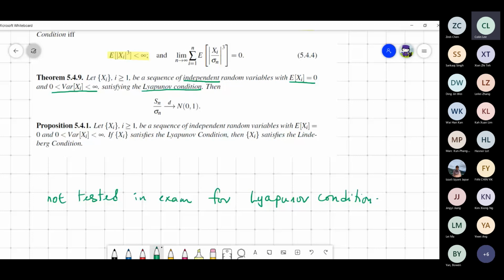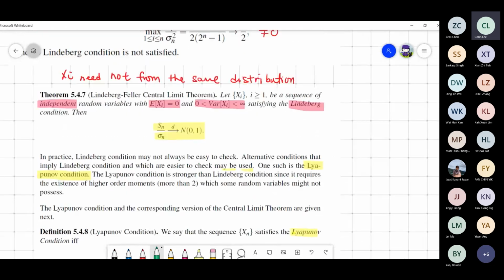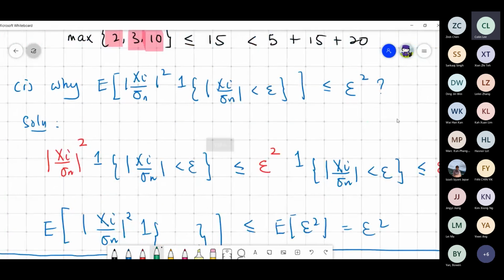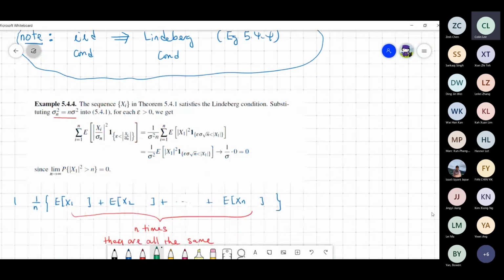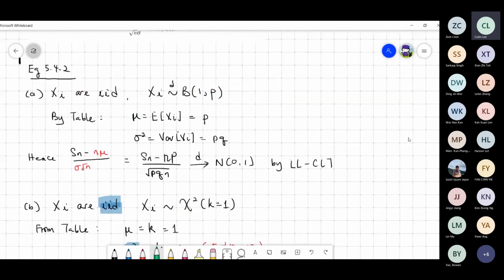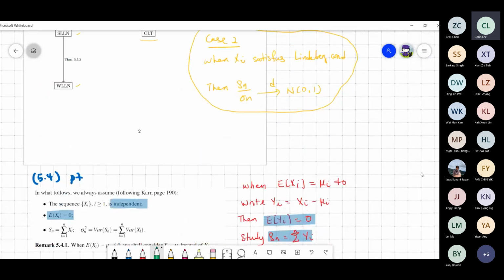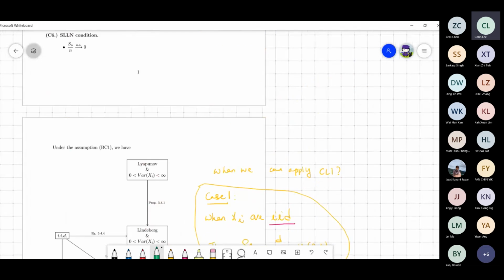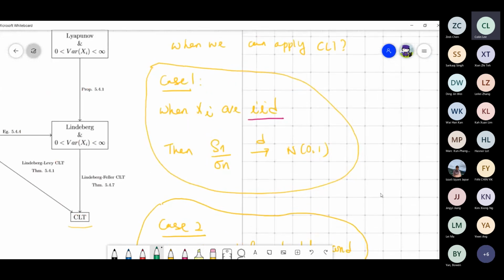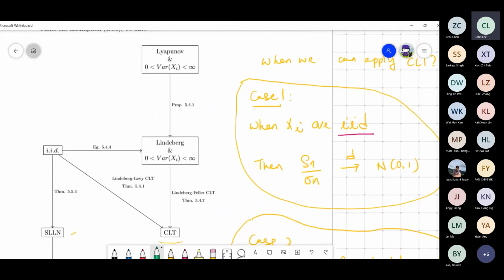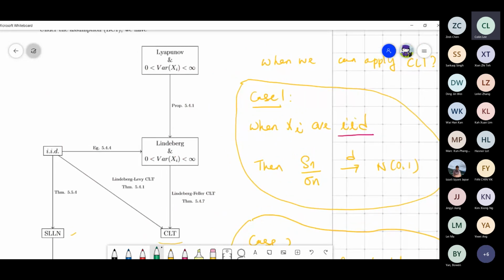All right, I think maybe I should stop here now. But before we stop, let's go back to the beginning, just a summary once again. Here's our summary. In this section, we just focus on the central limit theorem. Just forget about this part. What we want is under what hypotheses we can apply the central limit theorem statements.